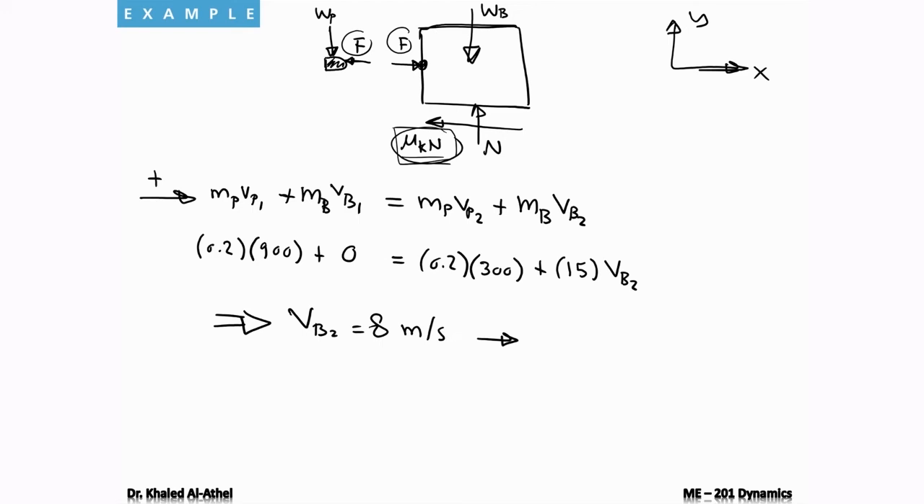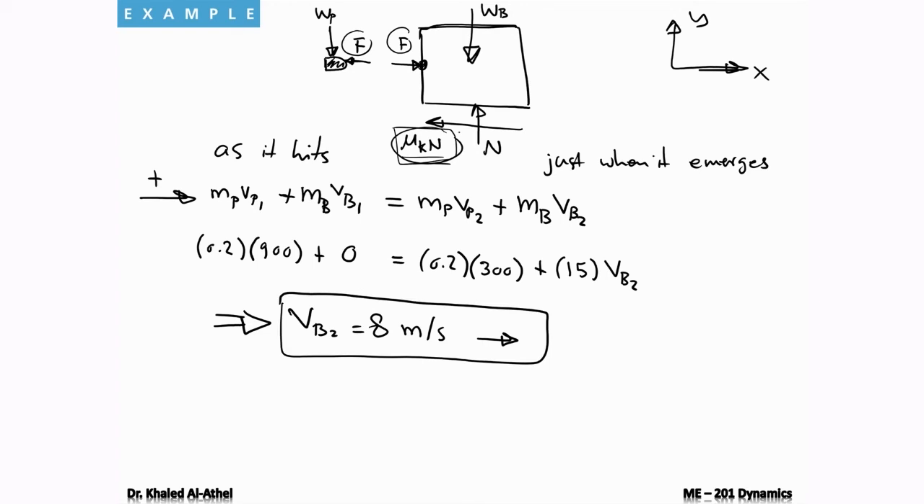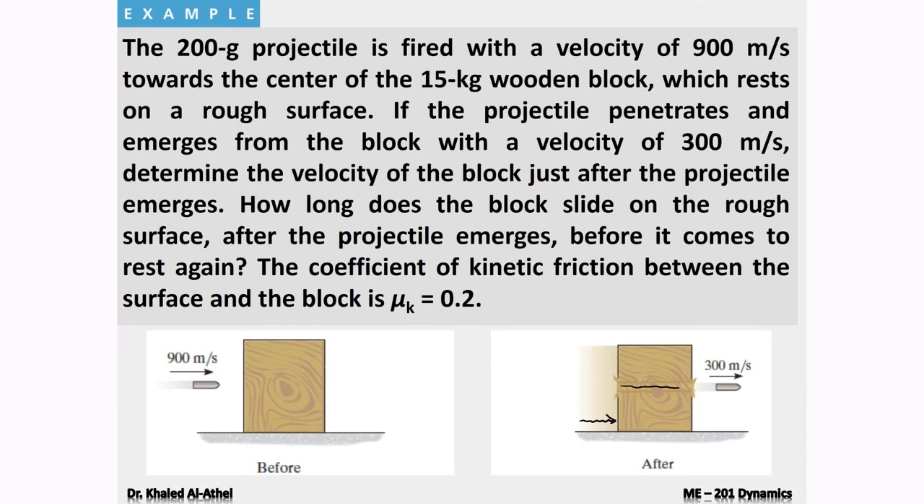Again, I'm solving the problem between two locations. One, this is as it hits the block, and two is basically just when it emerges. So now the block will have this velocity, now it will start moving, now I will have this friction force. So still it did not appear yet. So I solved the first part of the problem, which is determine the velocity of the block just after the projectile emerges, as you can see.